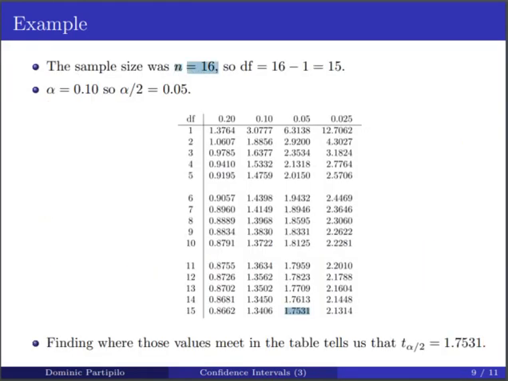Our sample size was 16, so that means our degrees of freedom, df, will be 15. And we were looking for 90% confidence, so our alpha level is going to be 0.1. So alpha half is going to be 0.05. So when we look this up on the table, we find 15 degrees of freedom right here, and we find 0.05 here. So the critical value here is going to be 1.7531. So that's going to be our t alpha half in the formula.